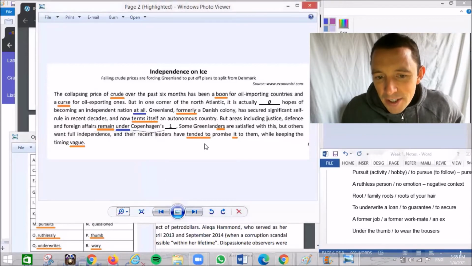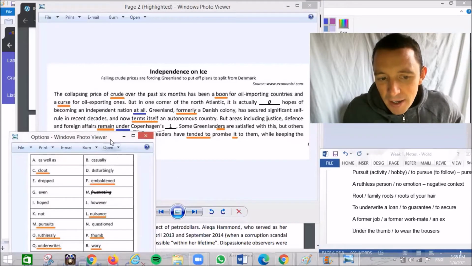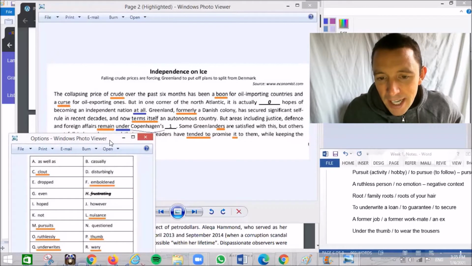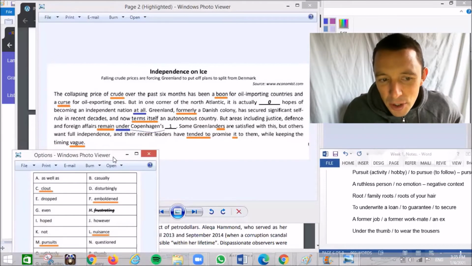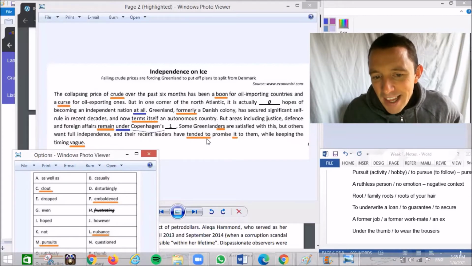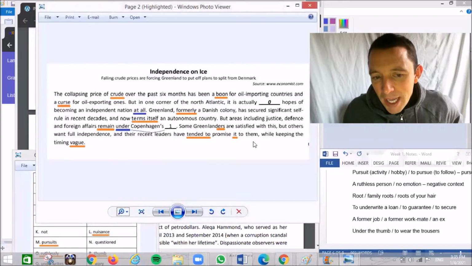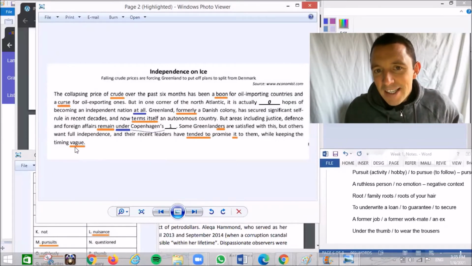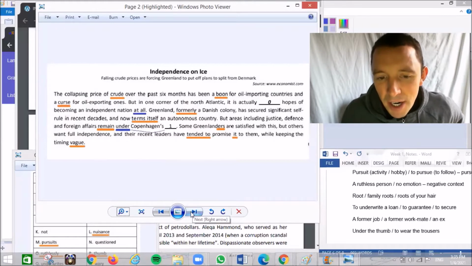Some Greenlanders, so they are the people, some Greenlanders are satisfied with this, but others want full independence, and their recent leaders have tended, como tendencia, to promise it, and it is in relation to independence to them, while mientras, keeping time vague, like nebuloso, not very clear. Very, very good vocabulary. If something is vague, it's nebuloso. It's not very clear. It's like secret and uncertain. Okay, so very good vocabulary.